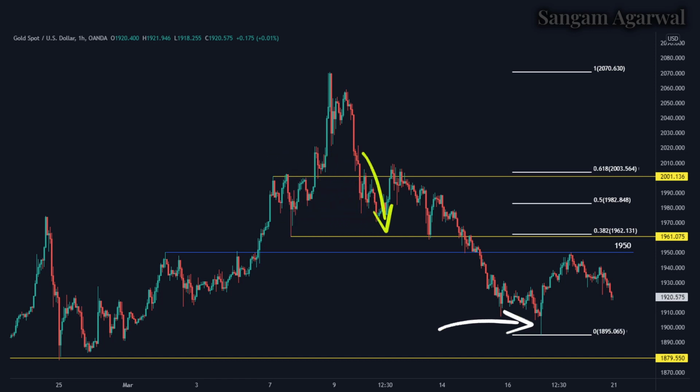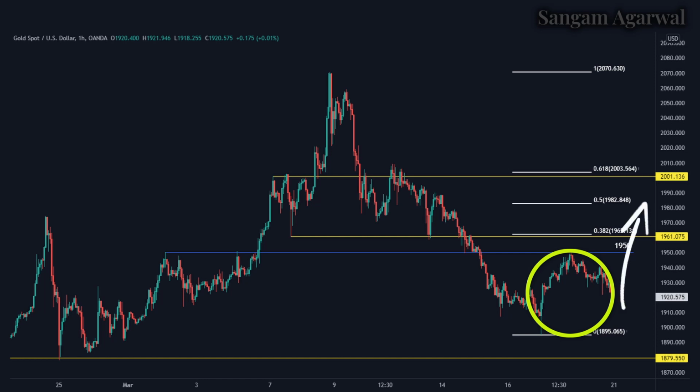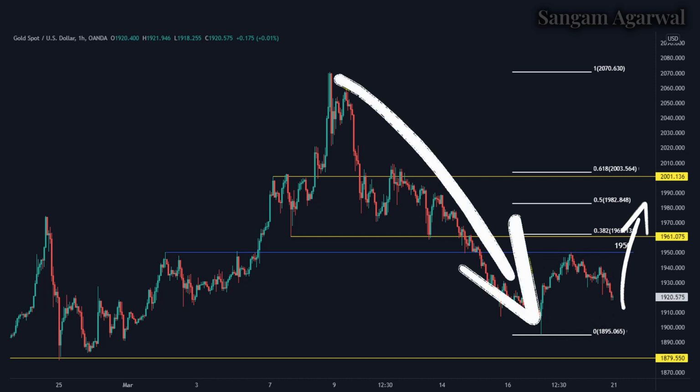Our first resistance is 1961 and support is 1879. If this low, which was made during FOMC, breaks, then the next target will be 1879. If this is a retracement, then it will break 1950 and the first target will be 1961. And our 50% retracement for this complete trend is 1982.